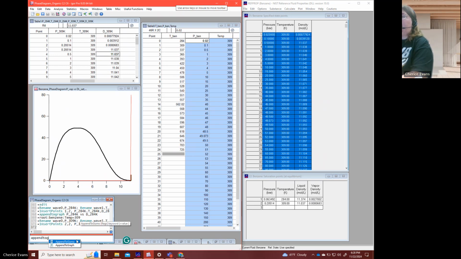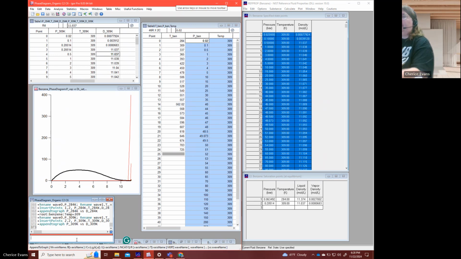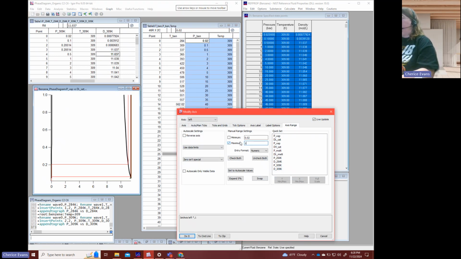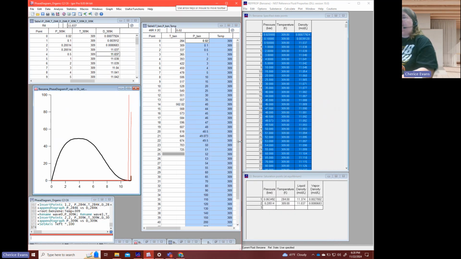And then I'm going to append the pressure, 309 Kelvin versus the density, 309 Kelvin. And now you can see I'm now at almost 400. Now, for right now, so that I can see the region I'm most interested in, the more sensitive region, I'm going to keep zoomed up at 100, where I can keep an eye on this region.